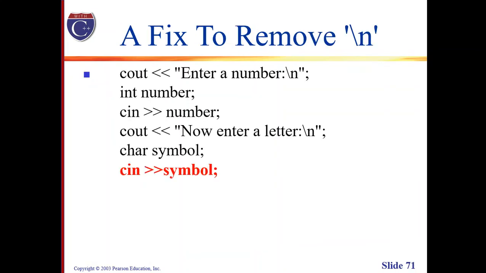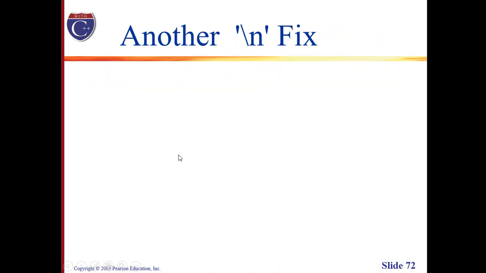So here's a fix to remove the new line character. In this case, instead of using the get function, we use the cin extraction operator instead. So in this case, the new line character has been discarded, it has been ignored, and therefore our new input can be properly received by our variable such as this one.